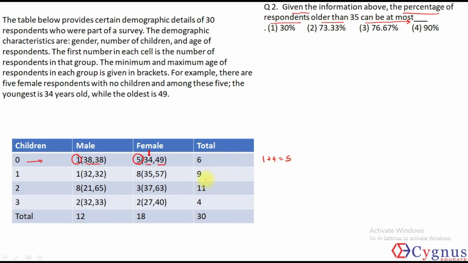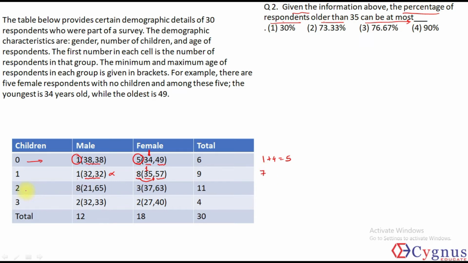That makes 5. Second one, there's only one male who has got only one child and he's 32 years old. So he's not older than 35. I'll not take this person. Female, there are 8 females. The minimum age is 35 and the maximum is 57. I want to maximize the number of respondents who are older than 35. So I'll assume that out of these 8 people, only one is 35 years old and the remaining 7 are more than 35. So I'll get 7 females from this bracket.